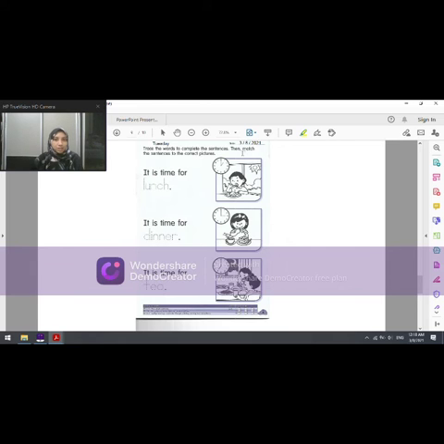The second instruction asks you to match the sentences to the correct pictures. Padankan ayat-ayat tersebut dengan gambar-gambar yang betul. Look at all the pictures on your right. We have 3 pictures. First picture. What time is on the clock? 1 o'clock in the evening.